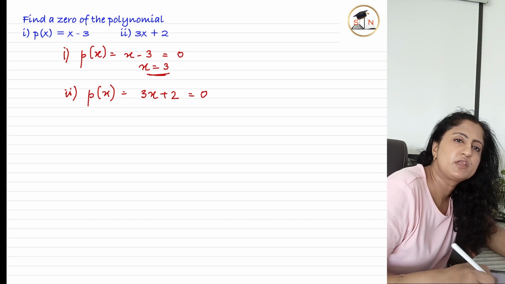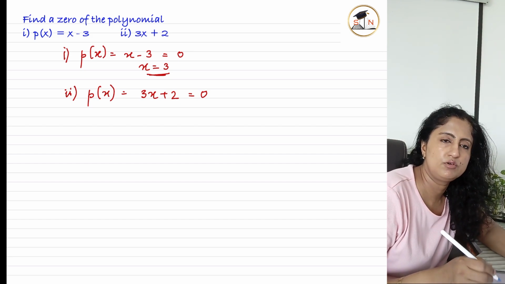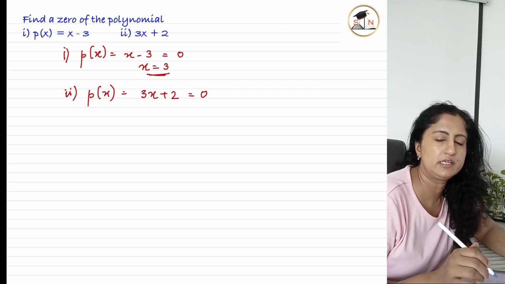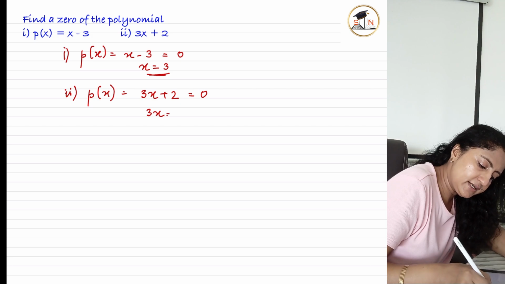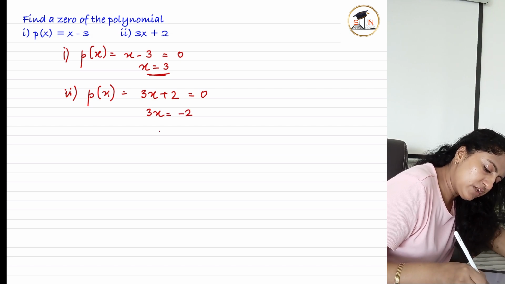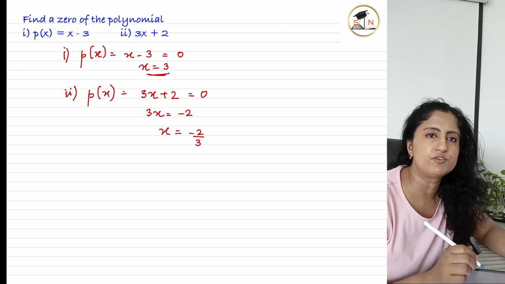As I told earlier, whenever you're solving for a linear polynomial, you have to equate it with 0 and solve it just like a linear equation. So now 2 goes to the other side and turns negative. And now 3 will get divided. Negative 2 will get divided by 3. And hence, your zero is negative 2 over 3.